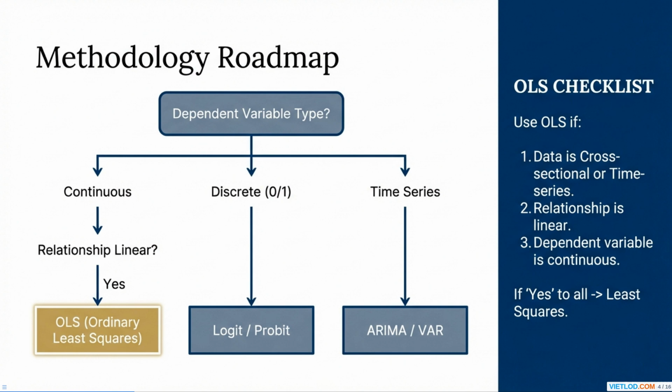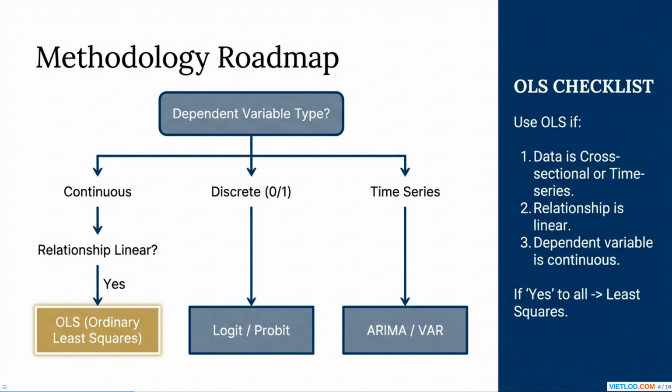Choosing the right econometric model depends heavily on the nature of your data, especially your dependent variable. This flowchart provides a simple, structured decision-making process to guide your selection. First, identify the type of your dependent variable. Is it continuous, discrete with a binary outcome like 0 or 1, or a time series?